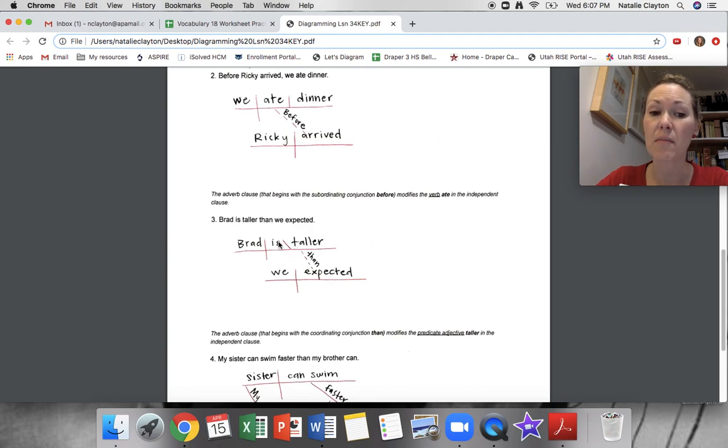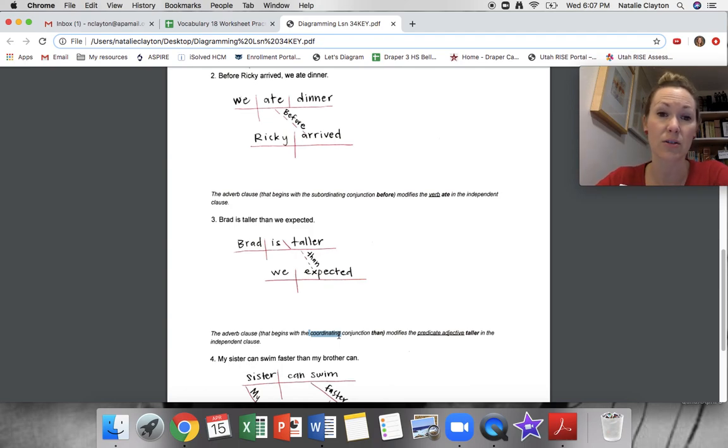In this case, it's not modifying the verb in the independent clause. It's modifying taller than what? Than we expected to, or to what extent? That's the adverb question it's answering. So expected, taller than we expected. So the adverb clause that begins with the coordinating conjunction, that's wrong. That should say subordinating conjunction. That should say subordinating. I'll see if I can correct that.